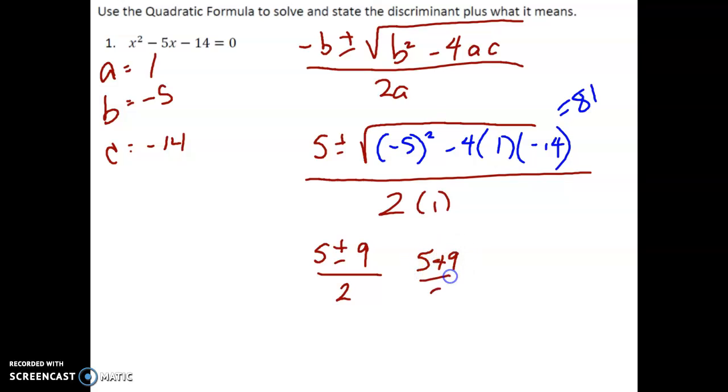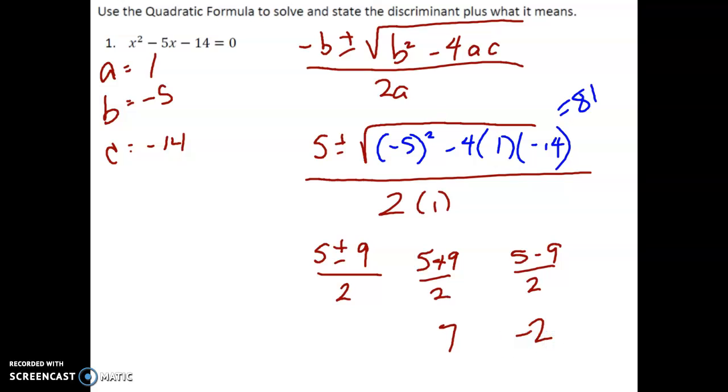5 plus 9 divided by 2 will be the first one. 5 minus 9 divided by 2 will be the second one. Okay, so let's simplify those. 5 plus 9 is 14. 14 divided by 2 is 7. 5 minus 9 is negative 4. Negative 4 divided by 2 is negative 2.